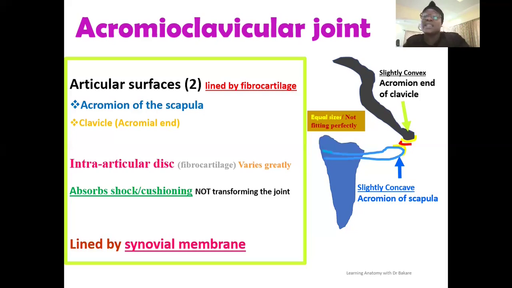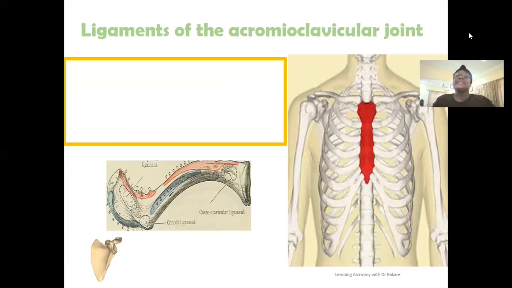Remember, the sternoclavicular joint is a saddle type of synovial joint, while the acromioclavicular joint is a plane type of synovial joint. We already described the basis behind the saddle presentation of the sternoclavicular joint in that lecture. So now let's highlight the different ligaments that are responsible for supporting or anchoring the acromioclavicular joint.